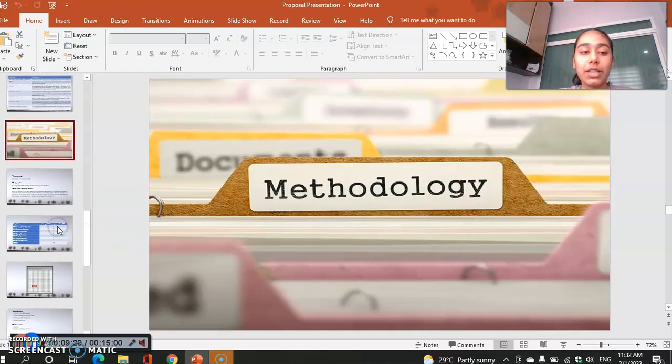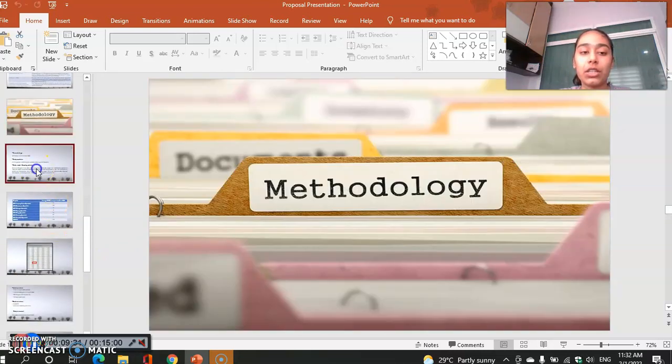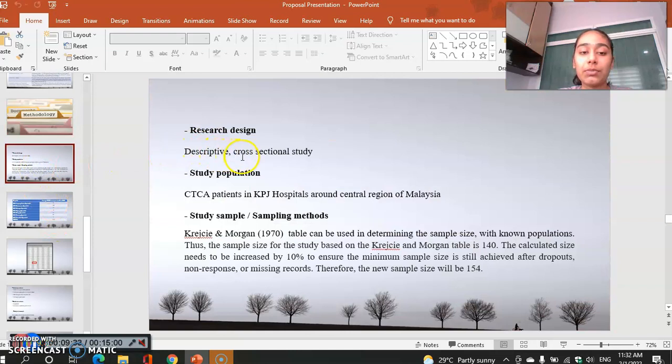Okay, so next, this is the research methodology. The research design is a descriptive cross-sectional study. The study population is CTCA patients in KPG hospitals around the central region of Malaysia. For the study sample, we will be using the Krejcie and Morgan 1970 table to determine the sample size with the known population.